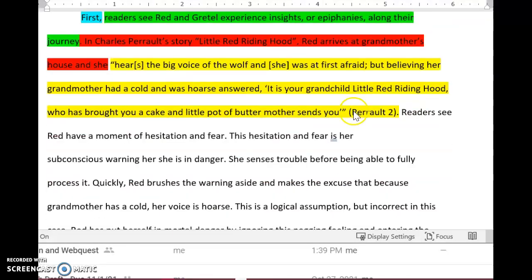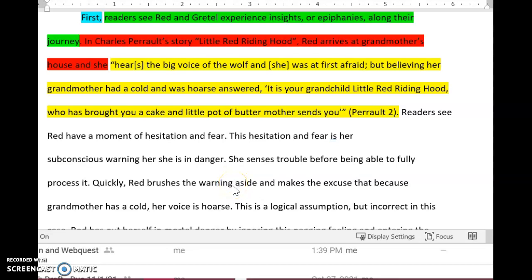So then we can see my explanation. Readers see Red have a moment of hesitation and fear. This hesitation and fear is her subconscious warning her she is in danger. Now, earlier on, I had put in "in my opinion," but I removed that because in this paper, we want to avoid saying "I think" or "I feel." We want to make it academic.